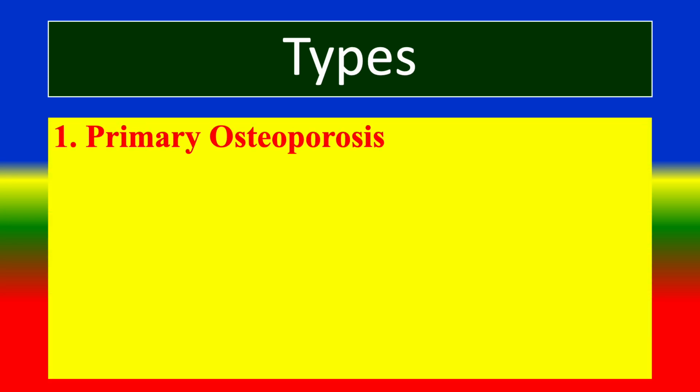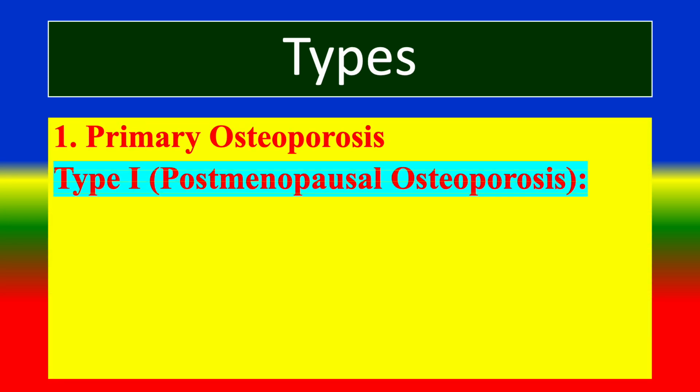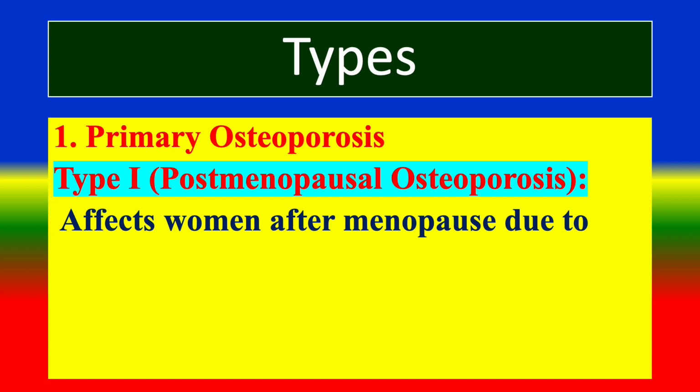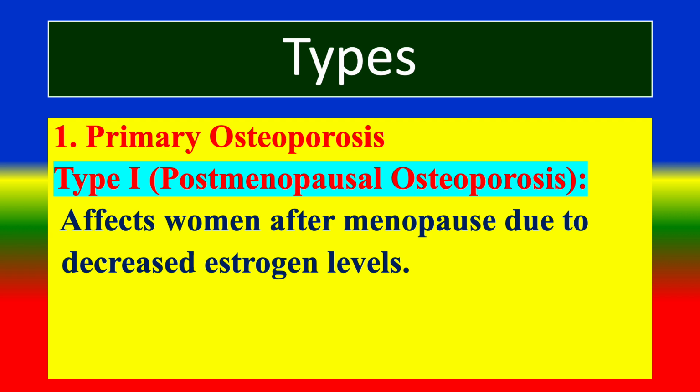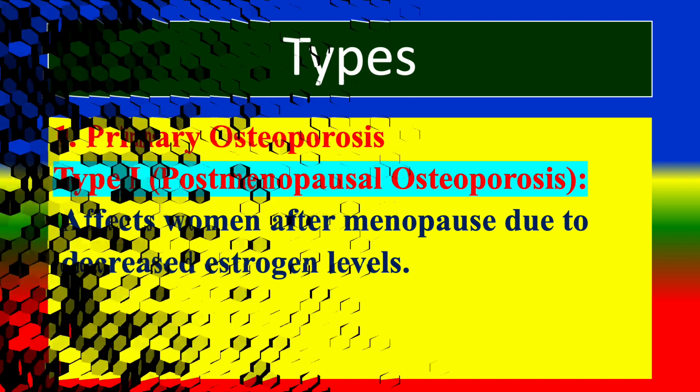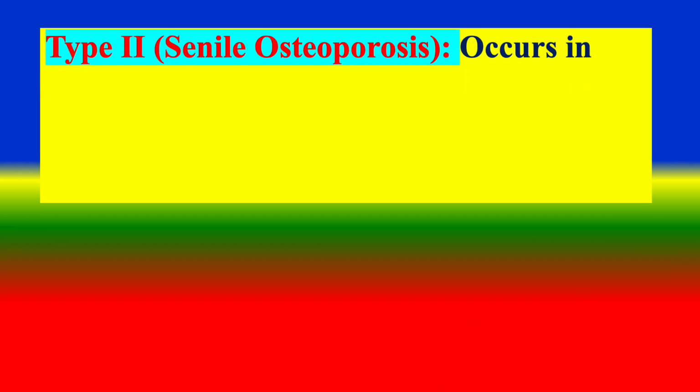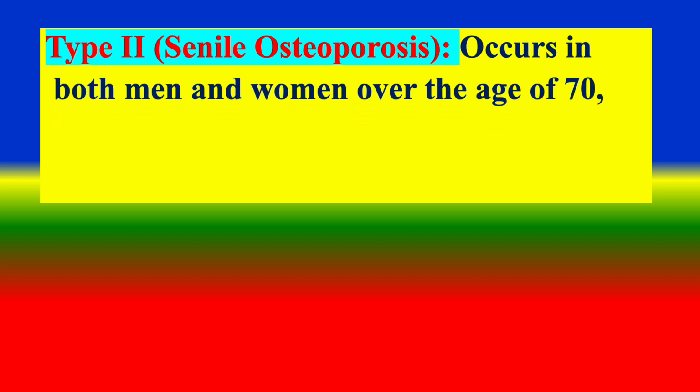Types. First, primary osteoporosis. Type 1, postmenopausal osteoporosis, affects women after menopause due to decreased estrogen levels. Type 2, senile osteoporosis, occurs in both men and women over the age of 70, associated with aging.